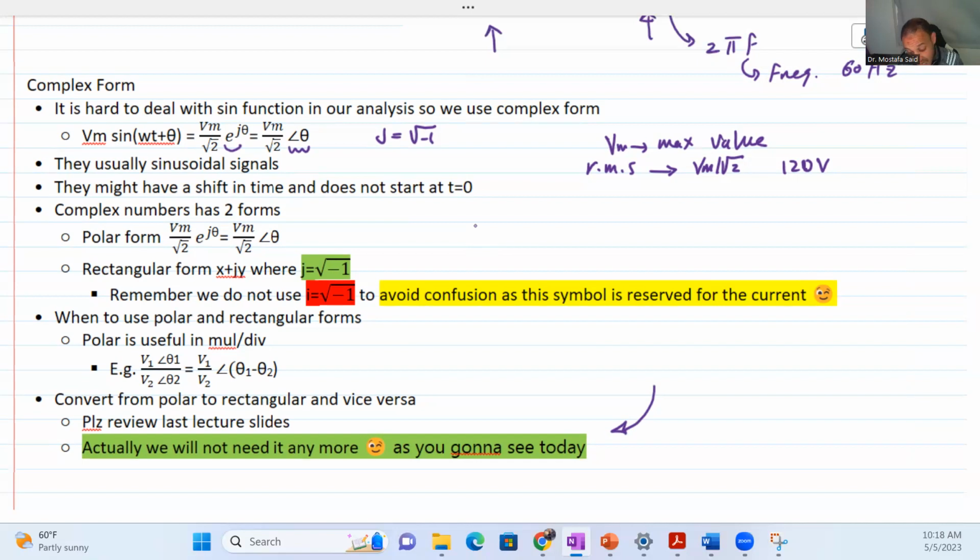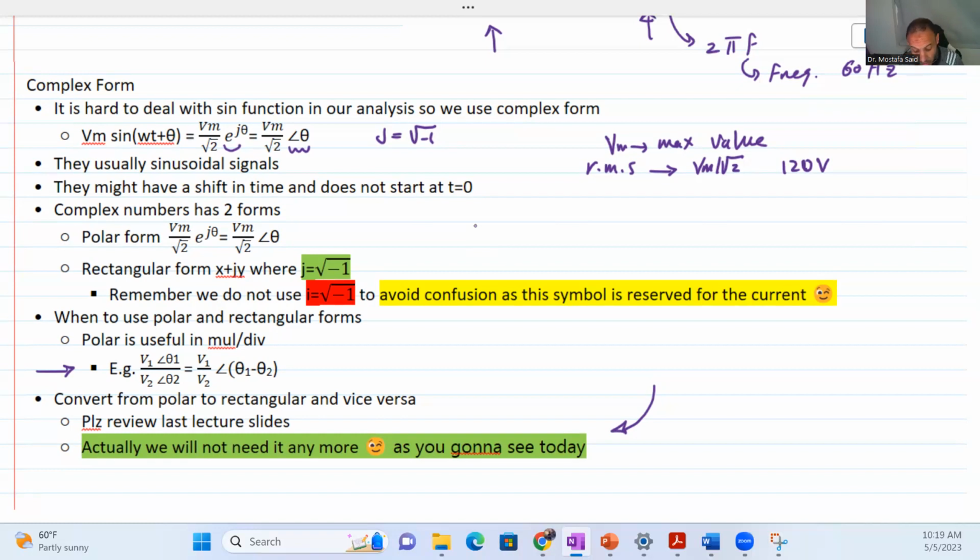To complete the picture, we use the polar form when we do multiplication or division. For example, if we want to divide V1 angle theta 1 by V2 angle theta 2, you just divide the amplitude part, V1 over V2, and then you subtract the angles from each other. So the final complex number is V1 divided by V2, angle theta 1 minus theta 2.